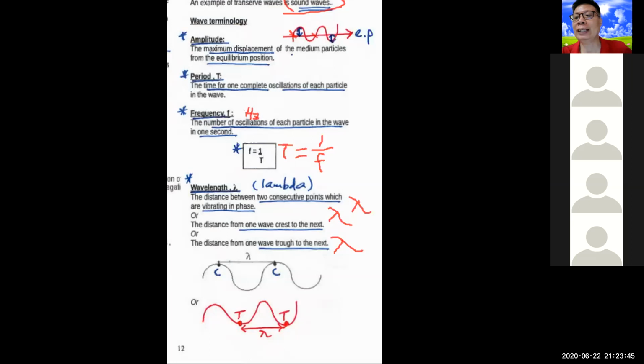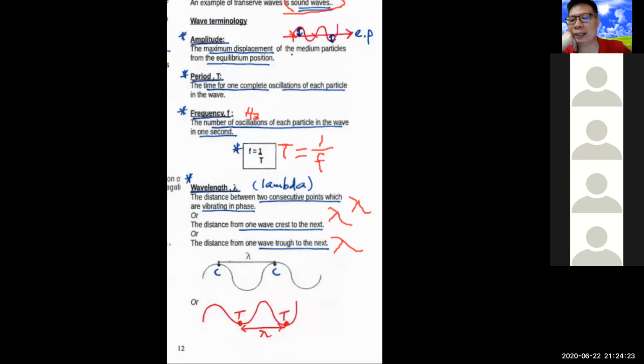Yes, sir. Salvation, what is the meaning of period? Time taken to make one complete oscillation. Yes, time taken to make one oscillation. So, which two are related? Can you tell me? Out of these four, amplitude, frequency, period, wavelength, which two are related? Frequency and wavelength are related.